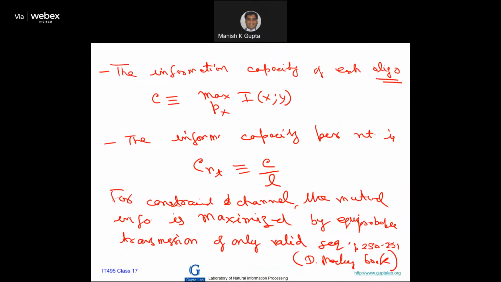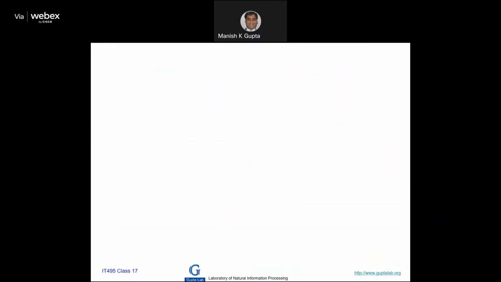So that means we can say that the probability of X is 1 over |AX|, where this bar denotes the size of AX. Okay.